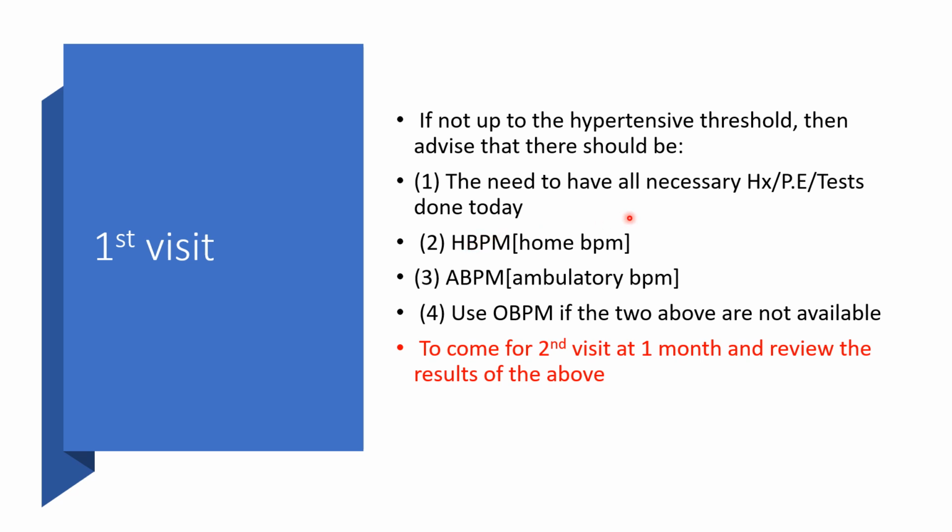Okay, so we'll go further after the history, physical examination, and tests have been done today. Then home blood pressure measurement or monitoring should start. The same with ambulatory. And then we will use office blood pressure measurement if the two above are not available. Okay, then we will advise the individual to come for the second visit 1 month after, and we will review the results of home BP, ambulatory BP, compare that to the office BP. We'll see how we can make diagnosis based on the following in a bit.